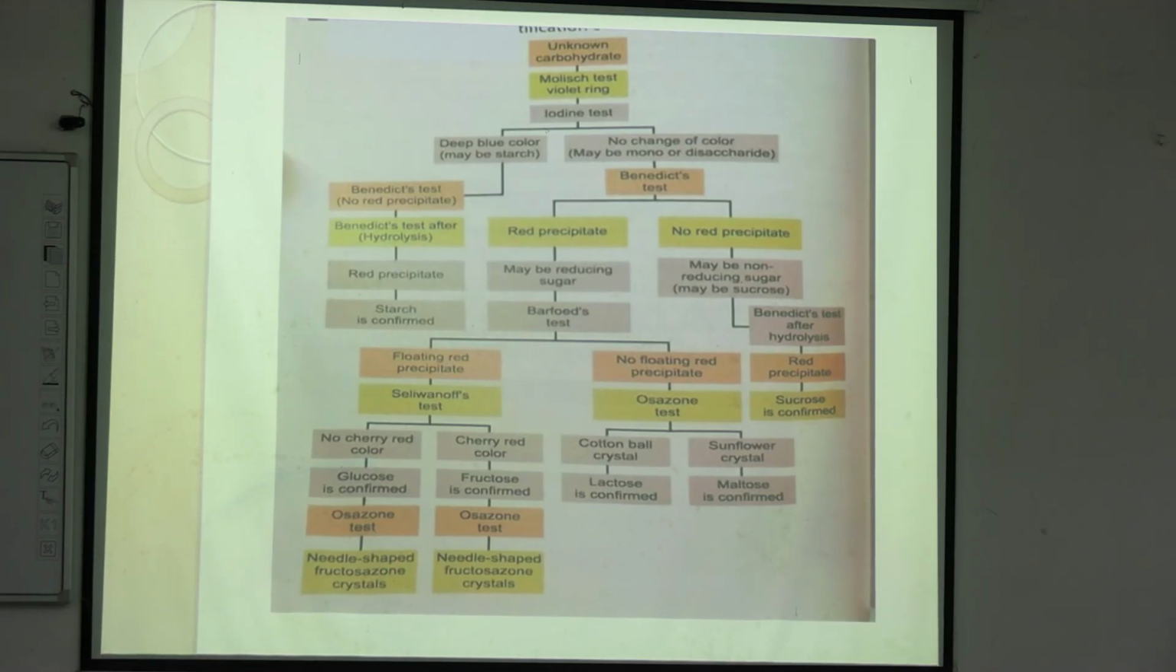So we will see needle shaped crystals. If no cherry red color is found, then we will say it might be glucose. Okay. So here after osazone, we will again find the needle shaped. So both for glucose and fructose, we will get needle shaped crystals in osazone test. So before proceeding to osazone, we have to differentiate by Selivanov whether it is keto sugar or aldo sugar. Clear? So all the reactions and their application is clear.